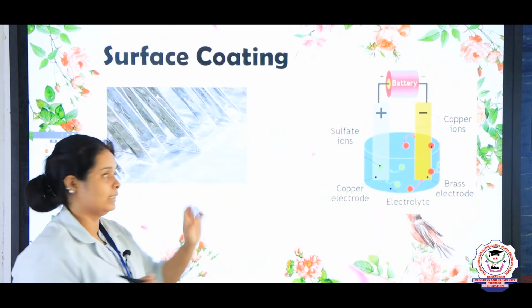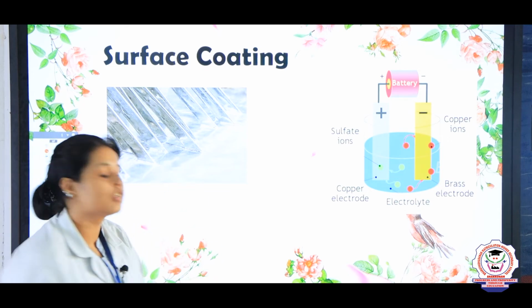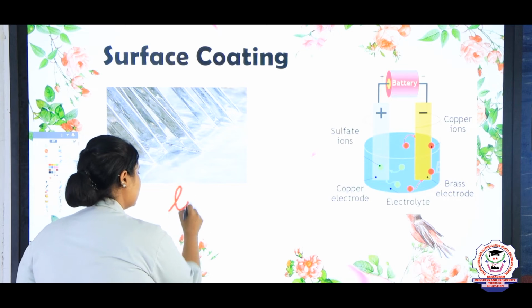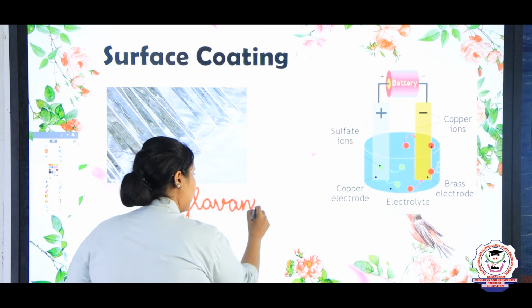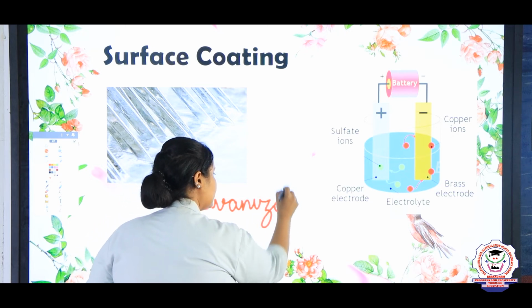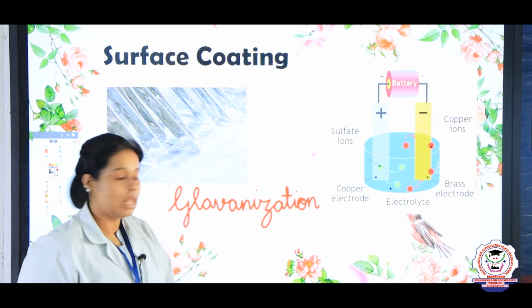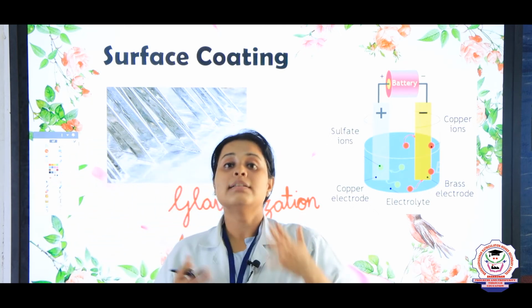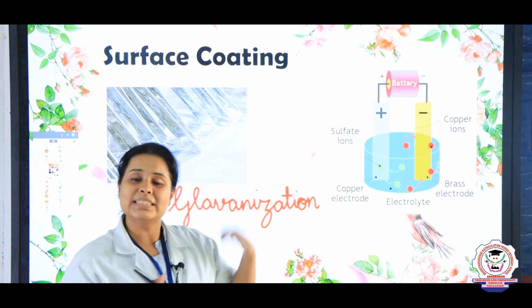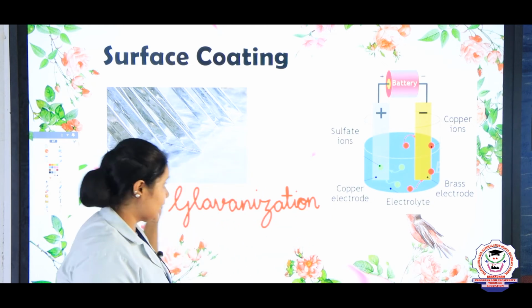So what are the processes? The first process is known as galvanization. What is galvanization, children? Galvanization. So children, galvanization is a process where you are using zinc. Zinc is coated over a metal which can get corroded. When you are coating it, what will happen? Zinc does not react much with the environment. So this way you can do the galvanization.